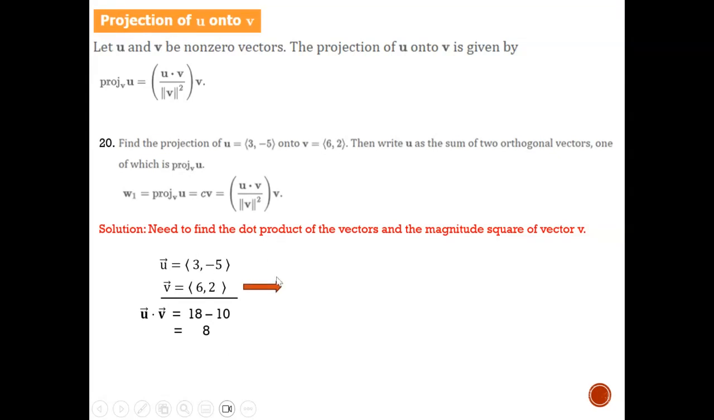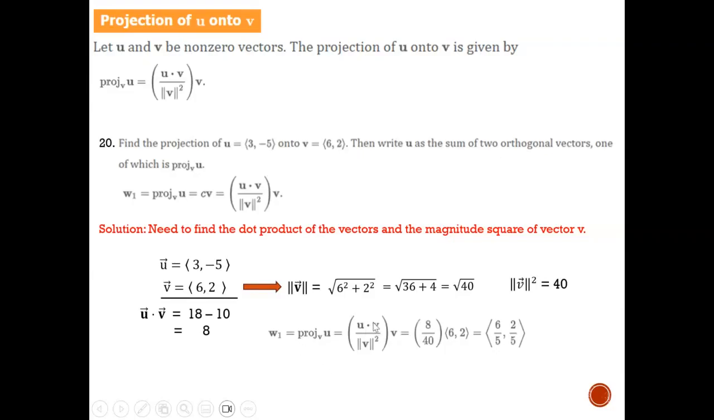Now I need to use the magnitude of v, which will be 6 squared plus 2 squared, giving us the square root of 40. Right? If you square it, it's going to give us 40. So I already got the numerator and denominator. So let's plug them in. Right, so we plug them in.